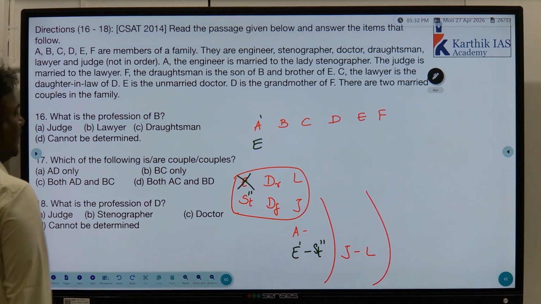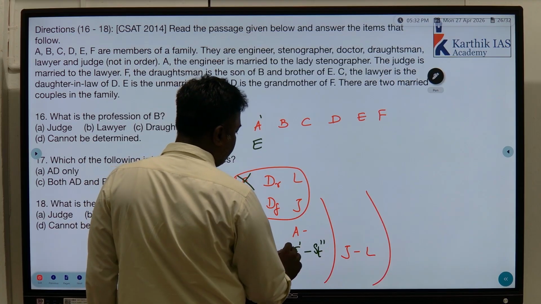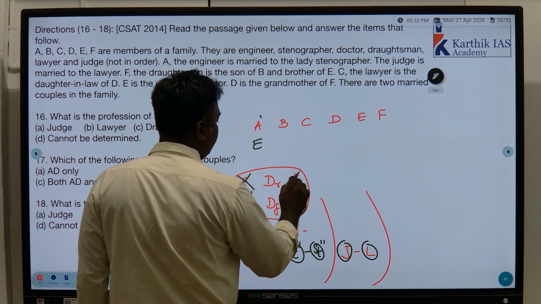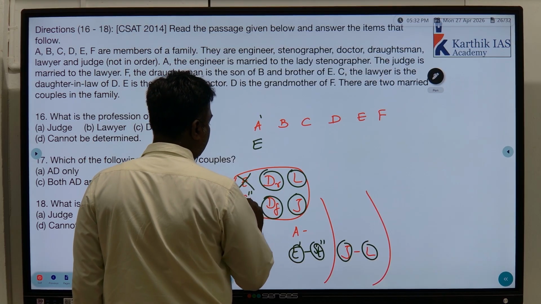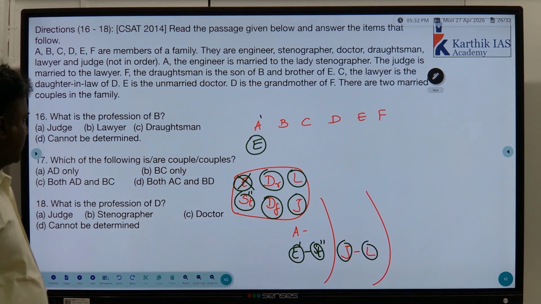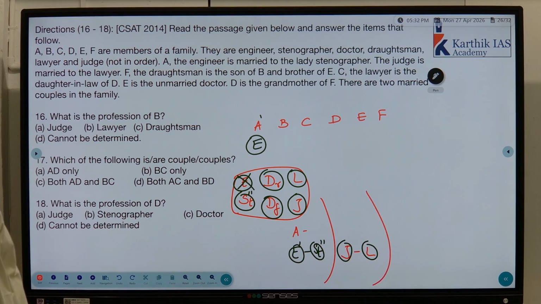So in case professions are confusing you, you can put a round around the professions. Persons you can keep as they are. For professions you can put a round. That will give extra clarity for you. Okay. Judge and lawyer are married.